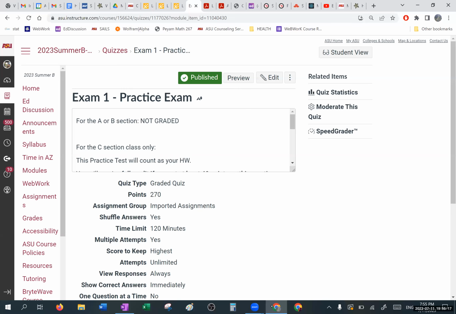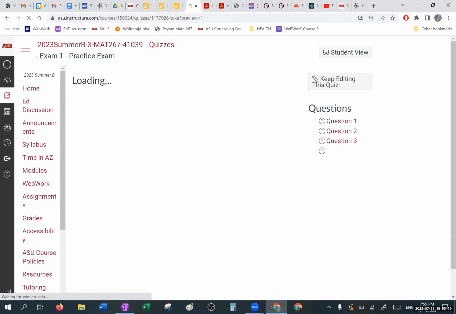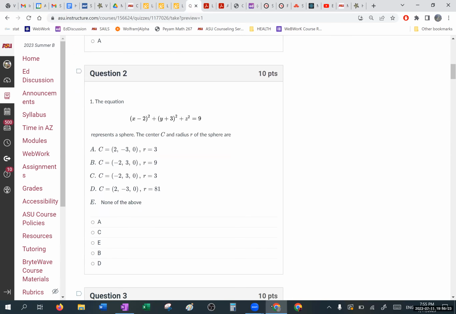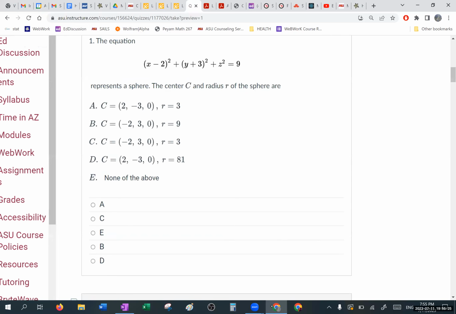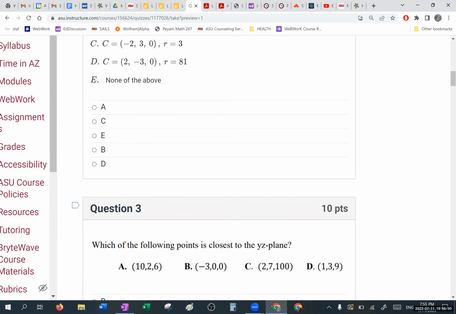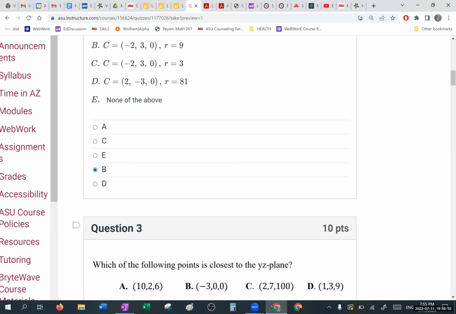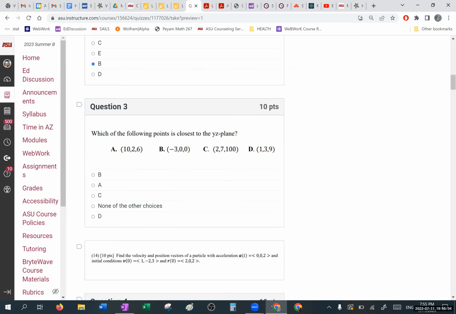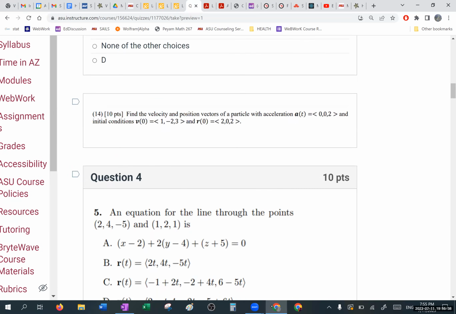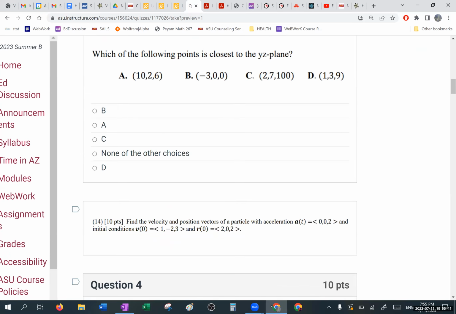This one is mostly targeting the in-person class, not the online one, but it still has lots of questions that you will see on the test. Like you see, look at the sphere question. It's already there right away. Here it is, so you can practice. It has infinitely many attempts. It's not for grade, that's just for fun. See, what is the following point closest to the YZ plane and so on? That's about the distance, basically.